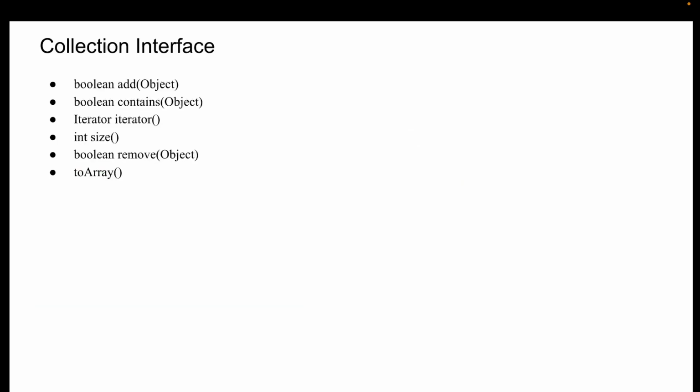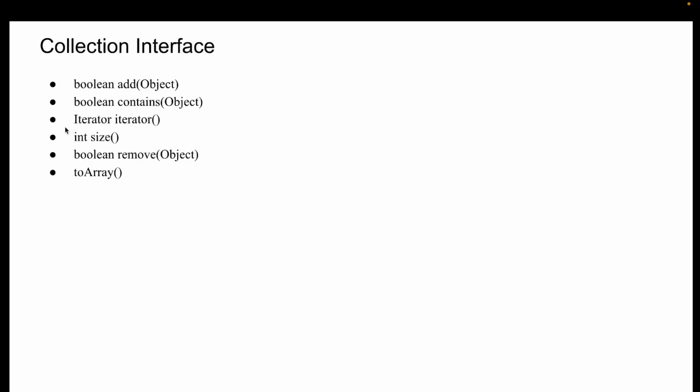See, now we have this Collection interface. This Collection interface will provide you methods, and these methods will help you perform different operations on your collection framework objects. So you have a method to add. Suppose you want to add anything to your data structure, you have the add method. Then there is another method, contains. If you want to see whether your data structure contains a particular element, you can use this contains method.